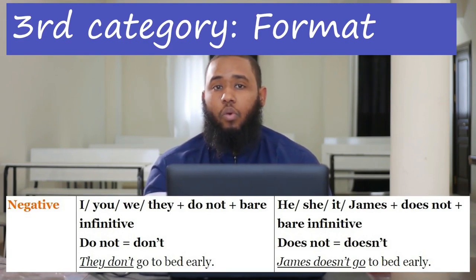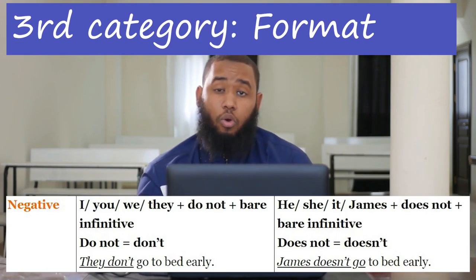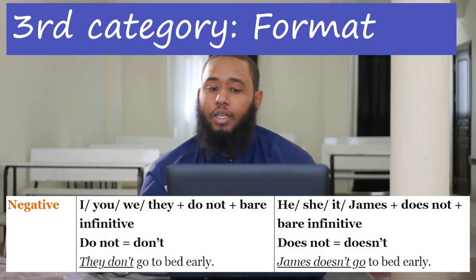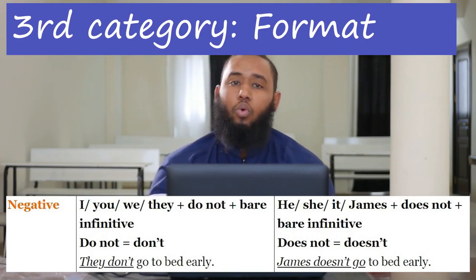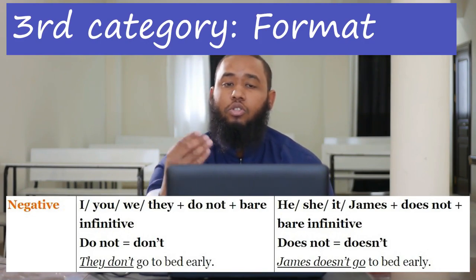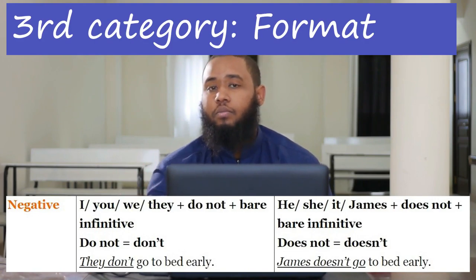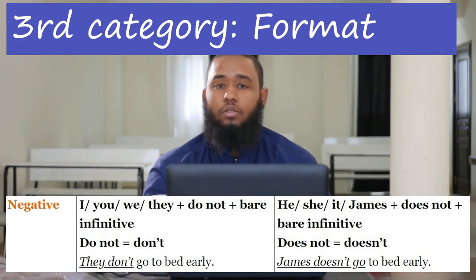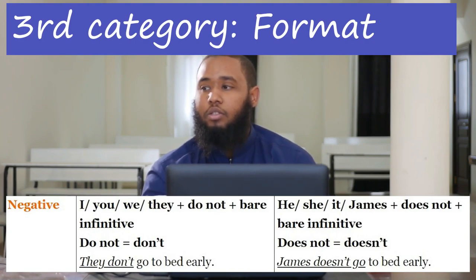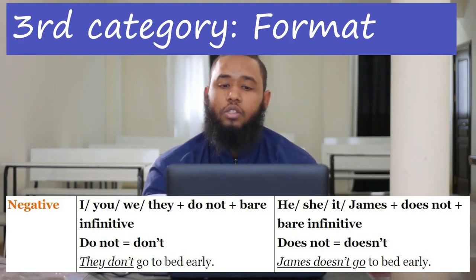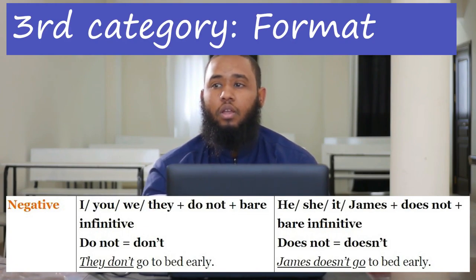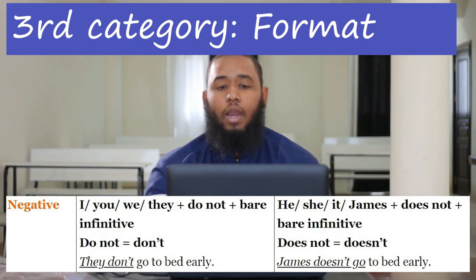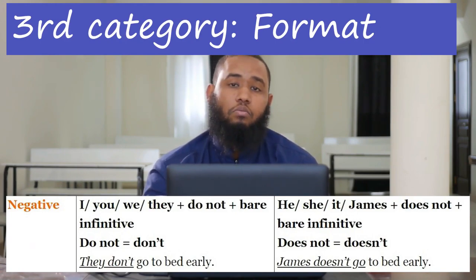On the other end, if we want to use the other four words, he doesn't go to bed early. So do not turns into does not or doesn't. James doesn't go to bed early. Jamal doesn't go to bed early. She doesn't go to bed early. All of those are examples of a negative sentence.